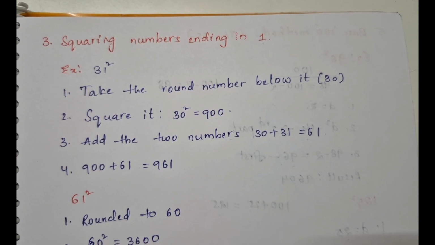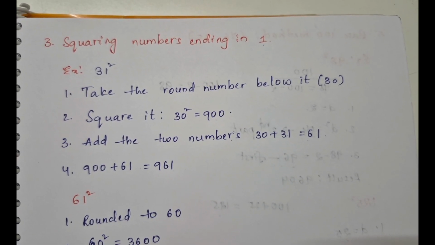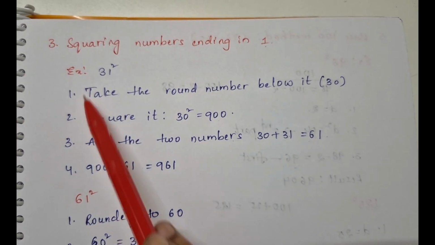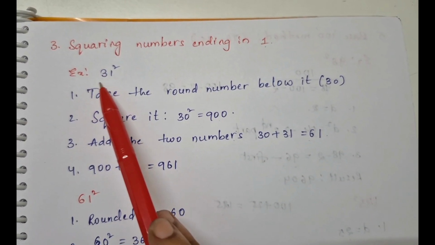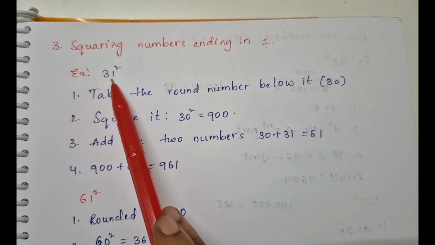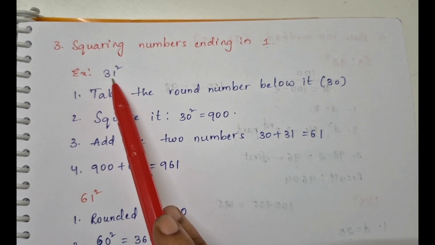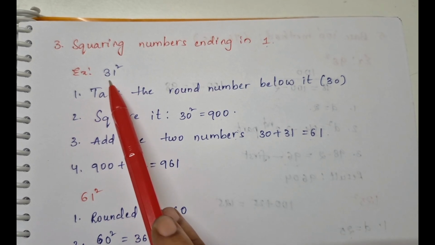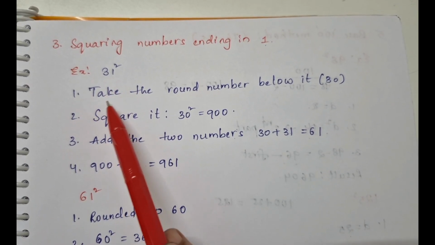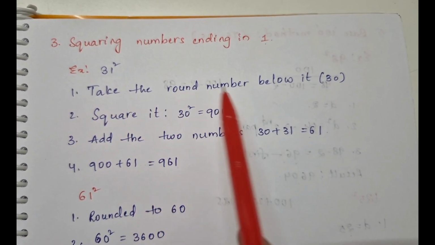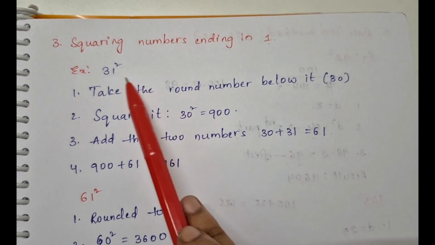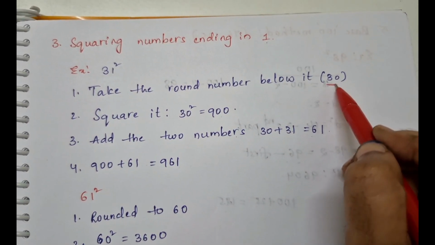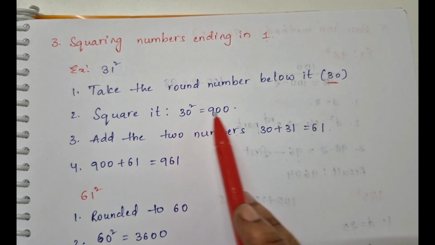Okay, so the third method is squaring numbers ending in 1. The numbers which are ending with 1, what is the square of those numbers? Here there are some steps we need to follow for this method also. First of all, 31 square I am taking as an example. Whatever the number is ending with 1, we will round it to the nearest number. So 31, I am rounding to 30. Okay, so square it. So 30 square we will get 900.